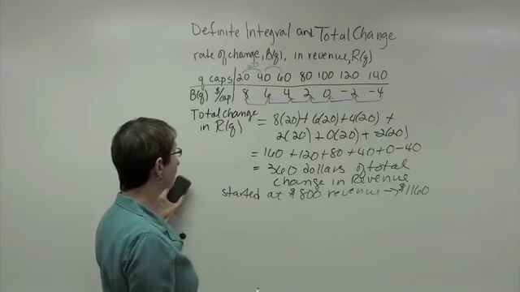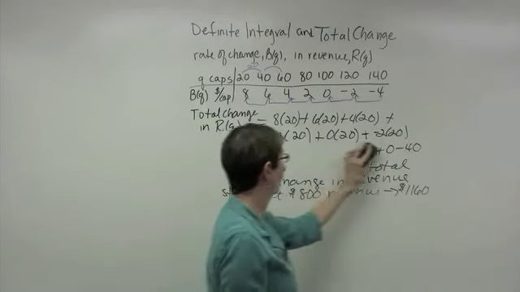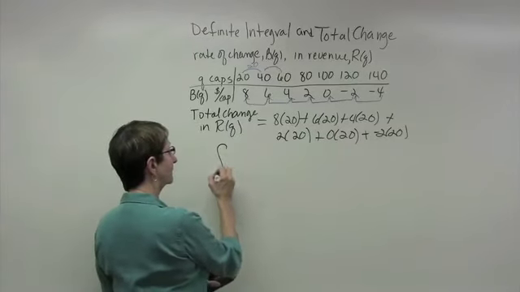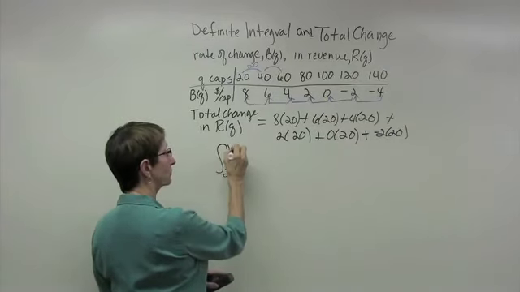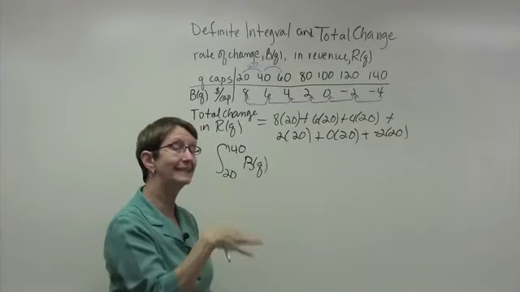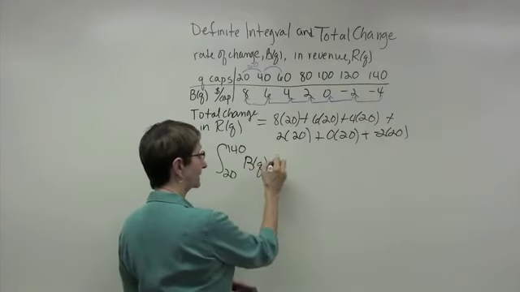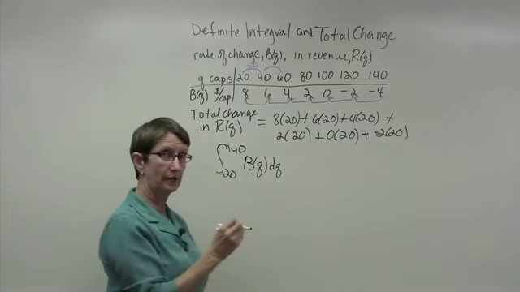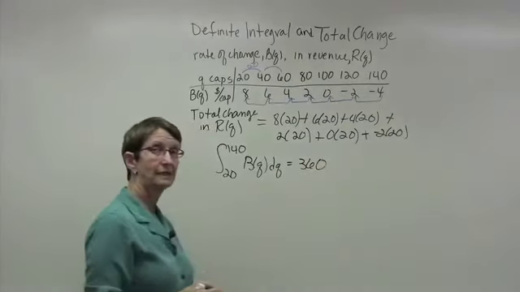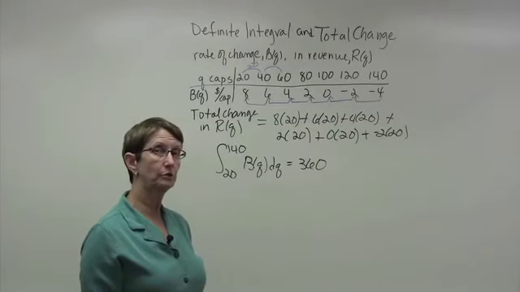So if I write the definite integral, I would say the definite integral from 20 to 140 of b of q, because remember when we did an indefinite integral, the function inside was a rate of change, and that value equals 360. So that is the total change in revenue.